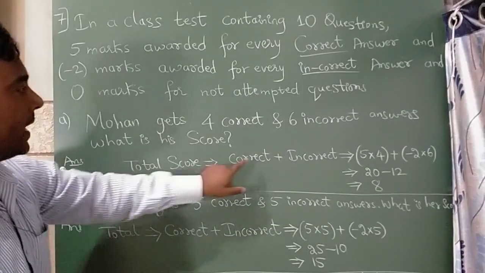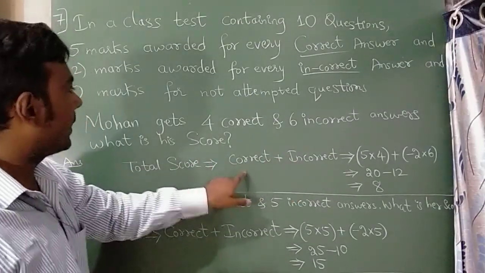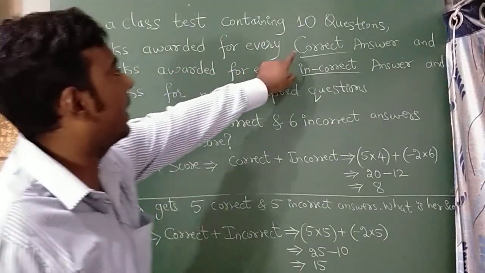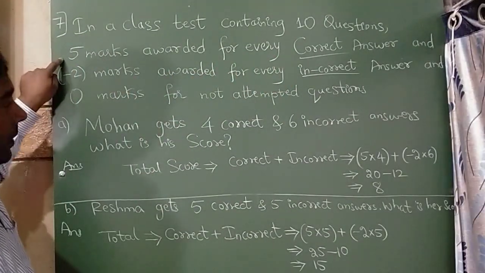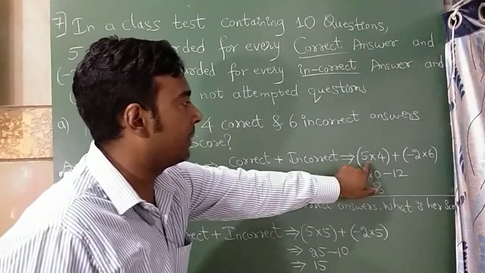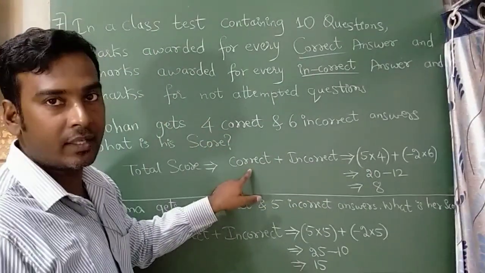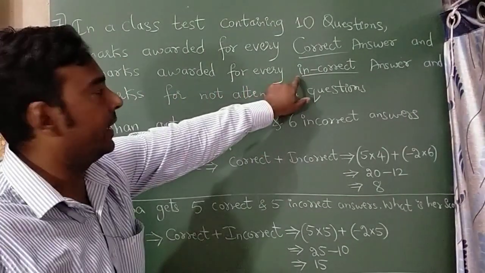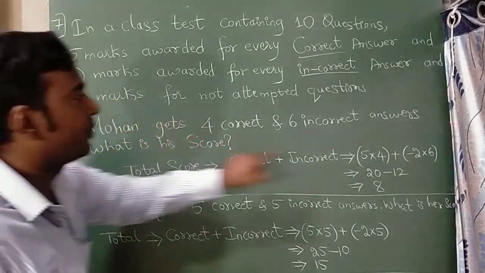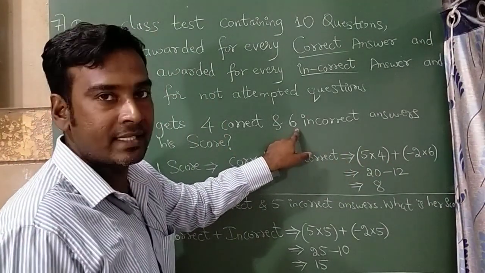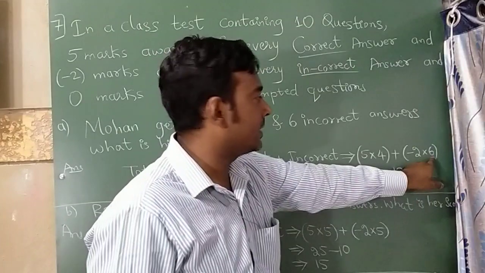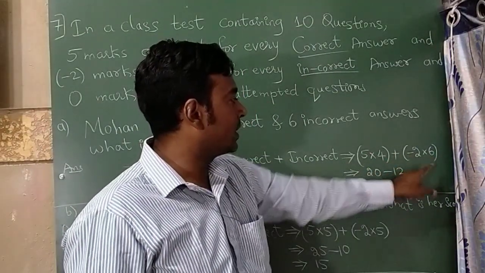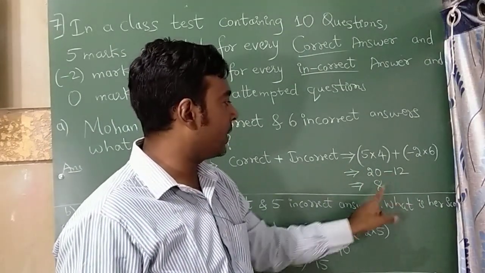So total score is correct plus incorrect. Correct, how many are there? 4 are there, and 5 marks are awarded for a correct answer. So this 5 and this 4 I am multiplying here, because both are correct, plus incorrect. So minus 2 is awarded for incorrect. How many? Minus 2. So I have written here. And here 6 incorrect. So I have written here 6. Fine. 5 4s are 20. Plus into minus, minus 2 6s are 12. 20 minus 12 is 8.